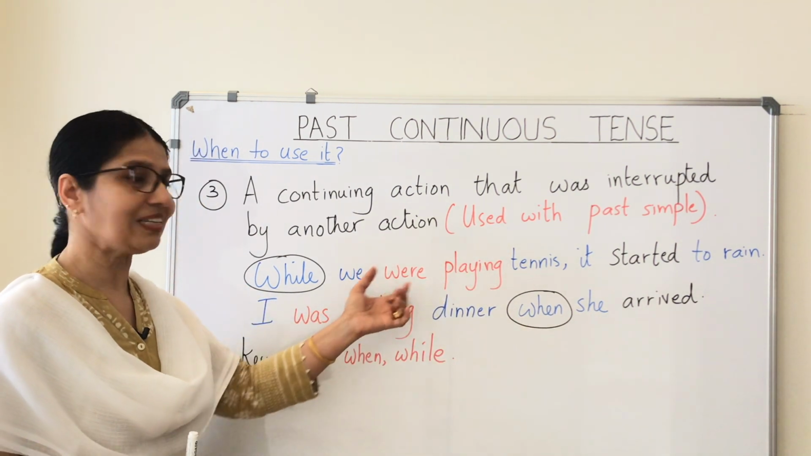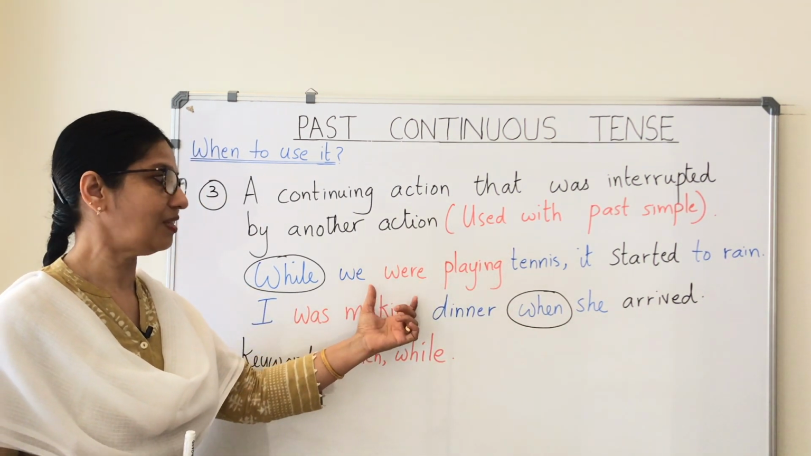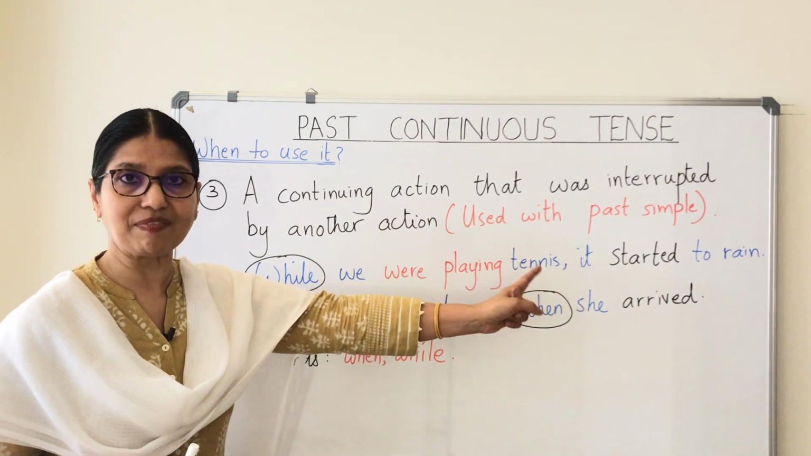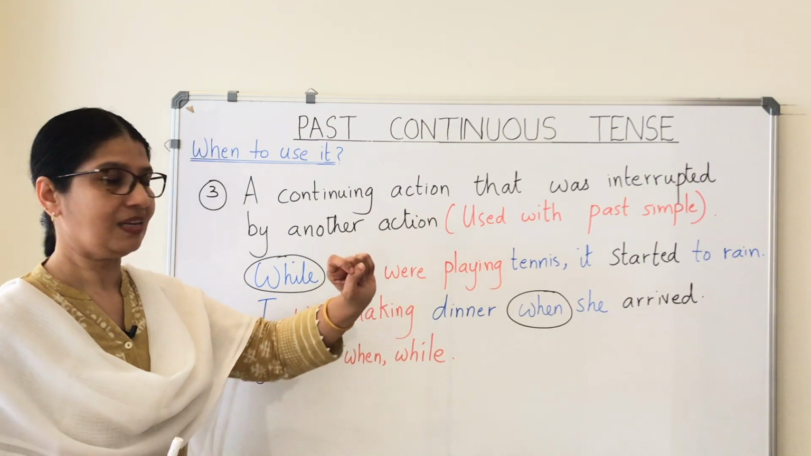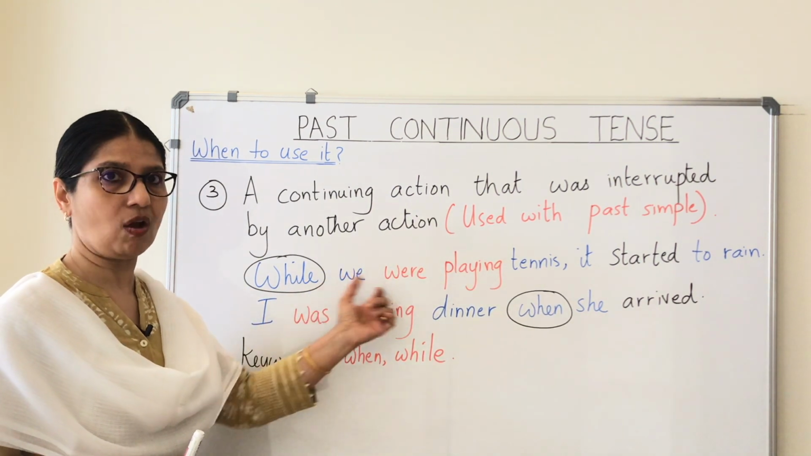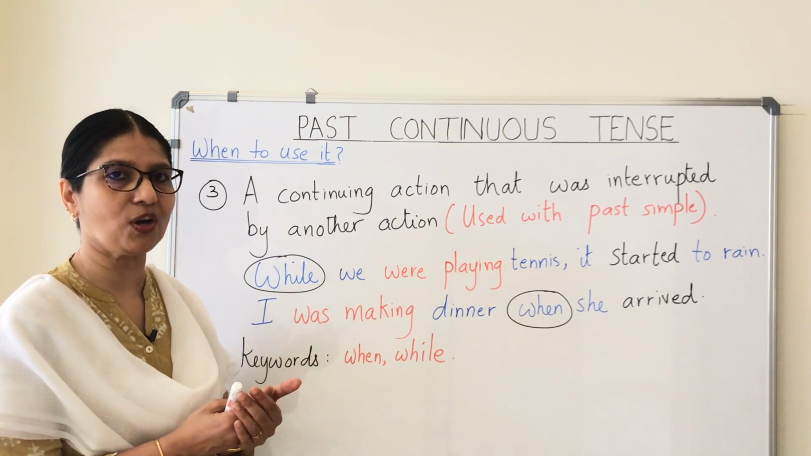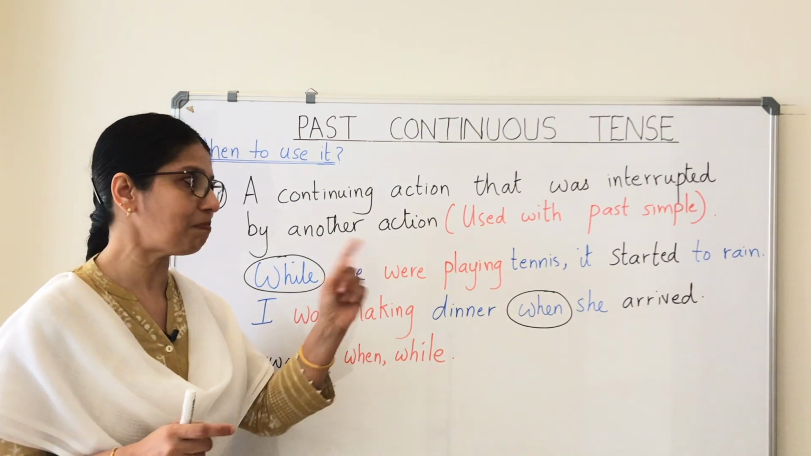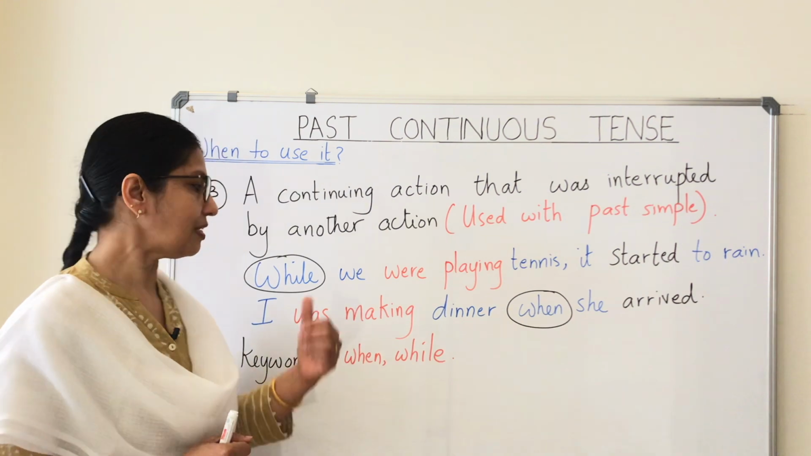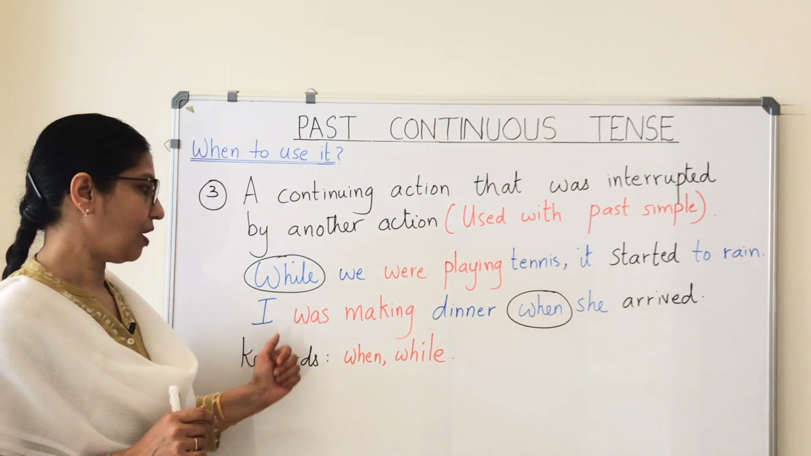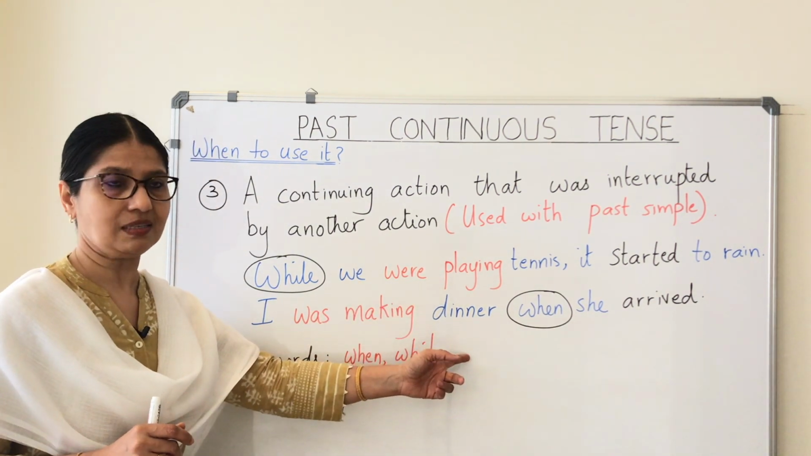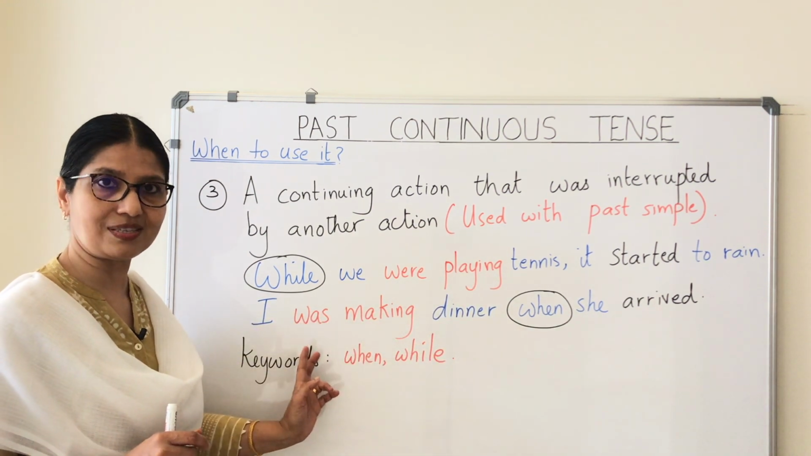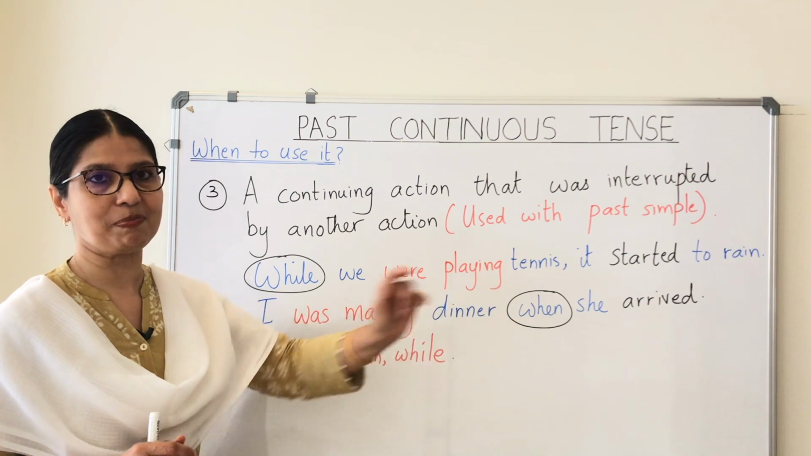Here you can see that a combination of tenses are used. This is past continuous tense, were playing, and in black I have written the past simple tense. So while the longer action was happening, it was stopped or interrupted by a shorter action, which is denoted using past simple tense. In the second example, it's the same. I was making dinner when she arrived. So here it is past continuous followed by simple past tense.